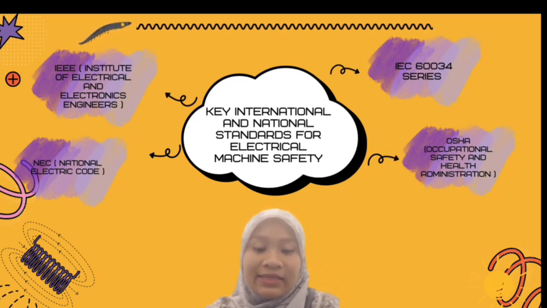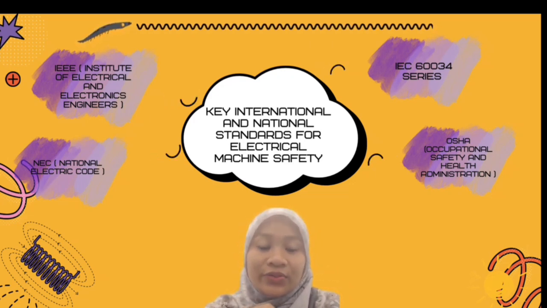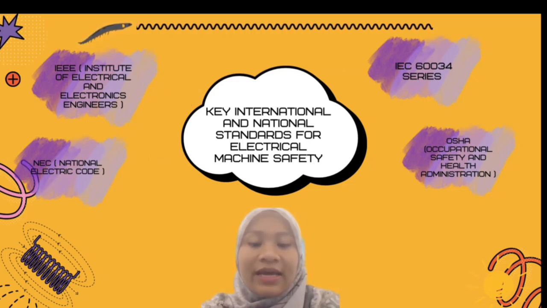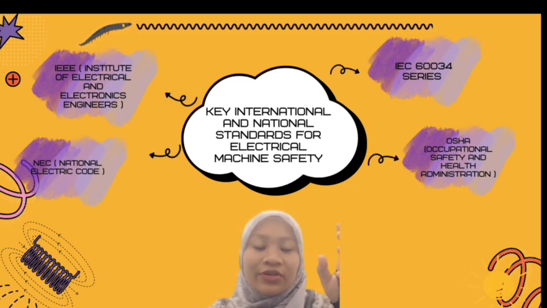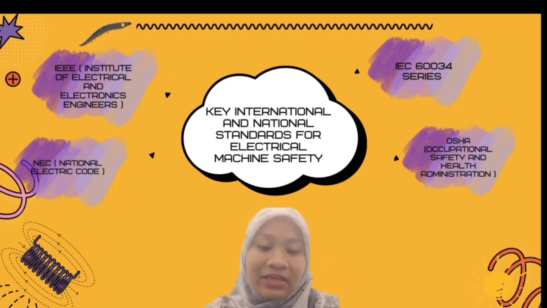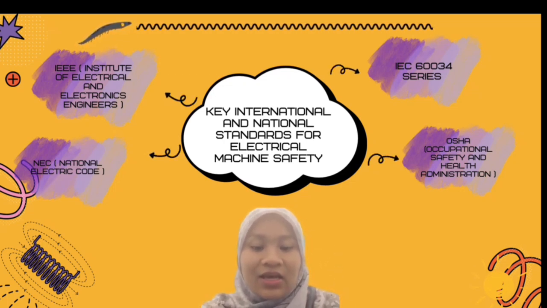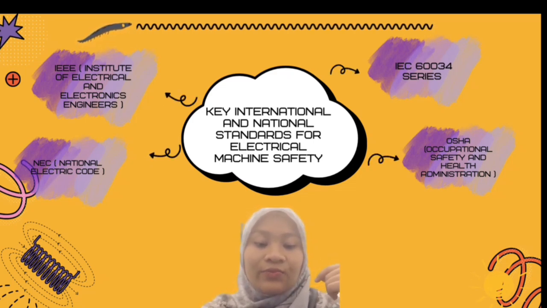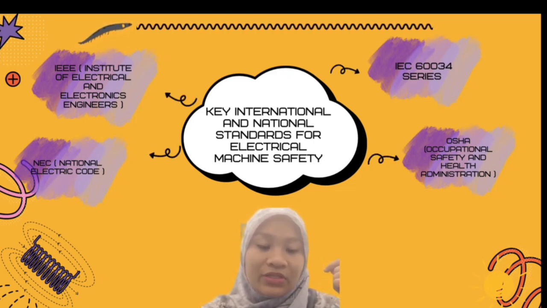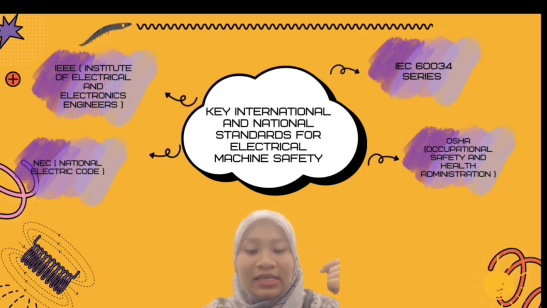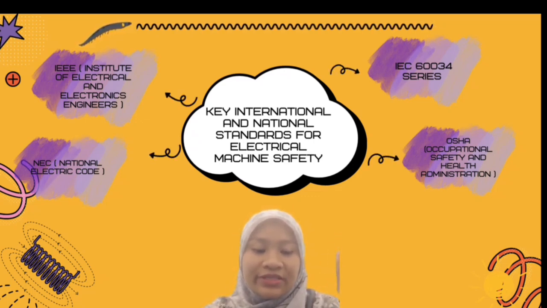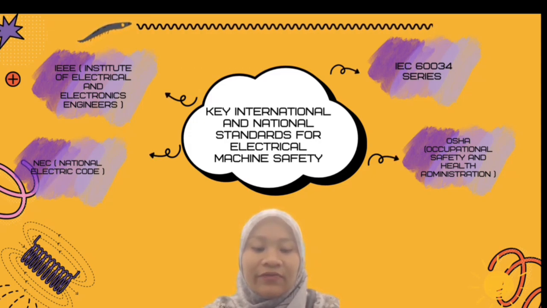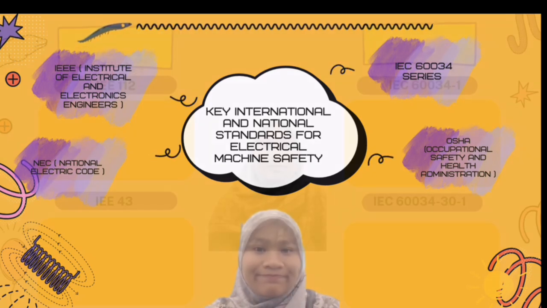IEEE provides international standards to ensure the safe and efficient design, testing and operation of electrical machines. IEC is a global standard for rotating electrical machines covering design, performance and energy efficiency. OSHA sets workplace safety regulations focusing on electrical hazards to protect workers during machine operation and maintenance. NEC outlines safety requirements for the installation and operation of electrical machines, particularly focusing on AC and DC systems.